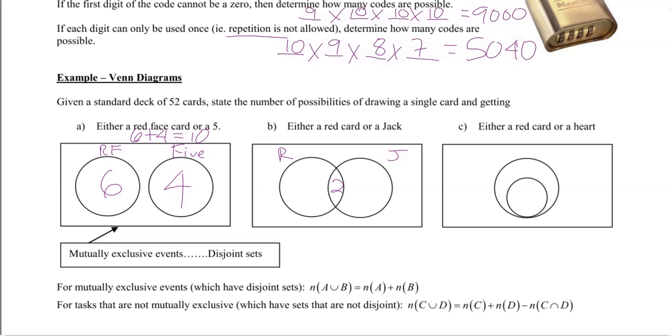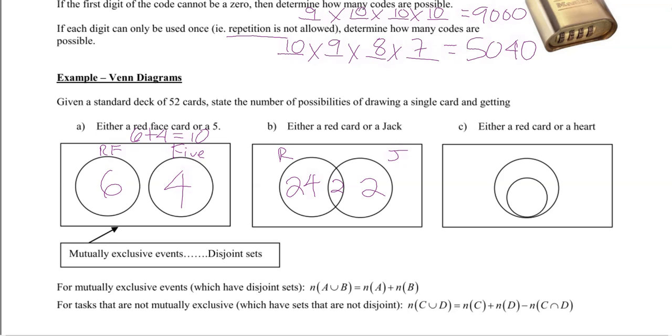How many jacks are there in total? 4. So how many go out here? 2. So there are 2 which are red and jack. That's what this section is here, both red and jack. How many red cards are there in total? So how many are out here? There are 26 red cards, right? Half the deck is red. So what we would say, there are 24 cards that are only red, only red but not a jack. There are 2 cards which are only jacks but not red, and there are 2 cards which are both red and jack.